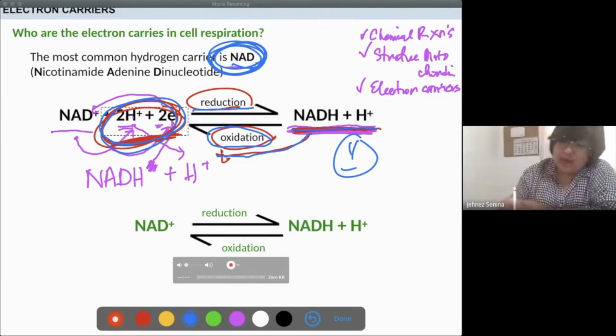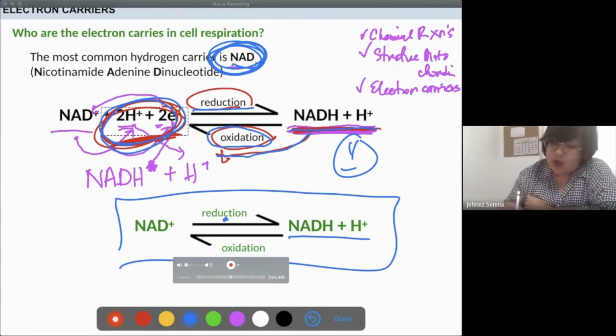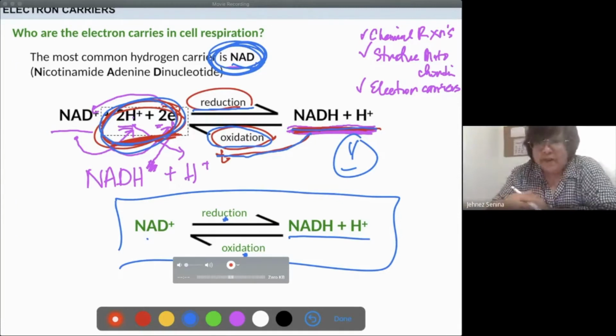A simplified equation is this. NAD plus, when it's reduced, when it gains electrons and protons, forms this: NADH plus H plus. When it's oxidized, it will go back to this form, NAD plus. Questions so far? Okay, very good.